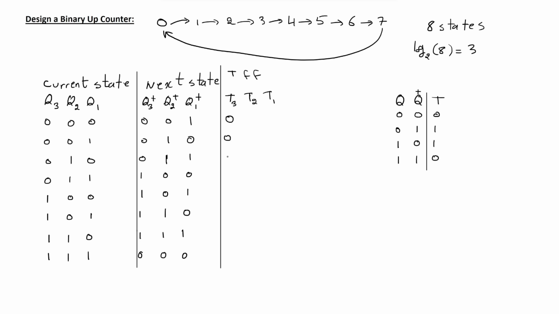So that's 0, 0. And in this row, Q3 is 0, Q3 plus is 1, so T is 1. Then 1, 1, 1, and 1, 1 for the next 3 rows. That means no toggling. 0, 0, 0. The last row is going from 1 to 0, so toggle is 1. So next, to fill up T2, we're going to look at Q2, the current state, and Q2 plus, the next state.